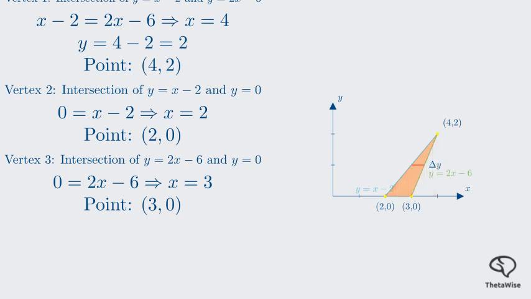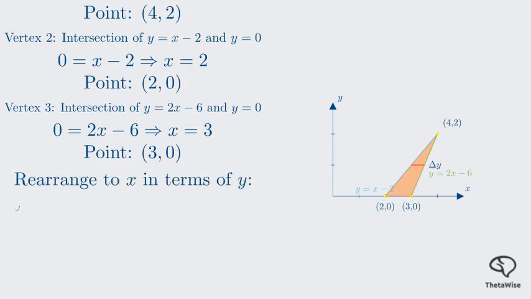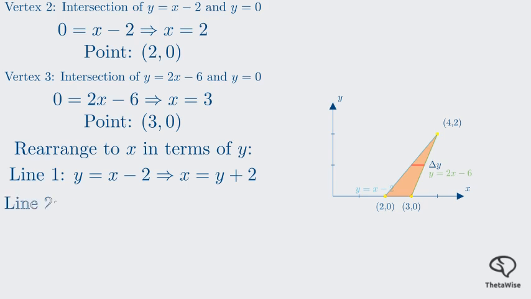For any height y, the strip always extends from the line y equals x minus 2 on the left to the line y equals 2x minus 6 on the right. This means we only need one integral. For a horizontal strip, we need our functions as x in terms of y. Rearranging y equals x minus 2 gives x equals y plus 2. Rearranging y equals 2x minus 6 gives x equals 1/2 y plus 3.